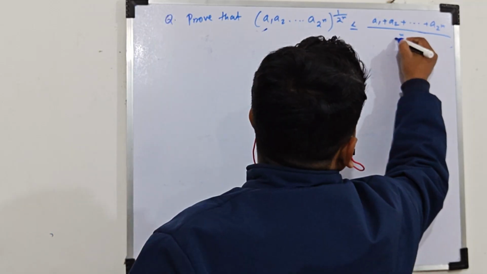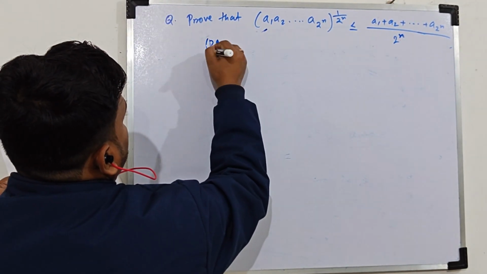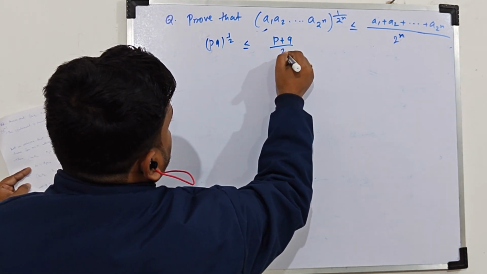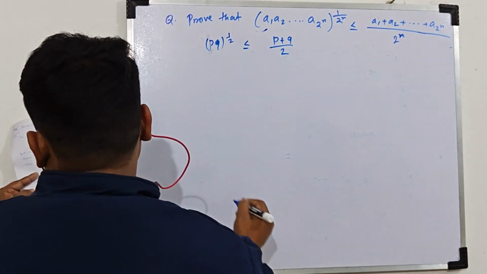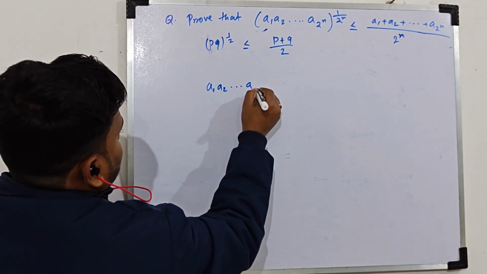So this is (pq)^(1/2) ≤ (p + q)/2. P is a1·a2·…·a_{2^k}.